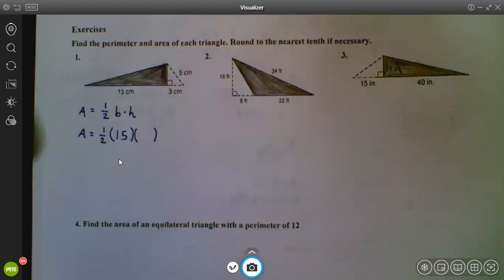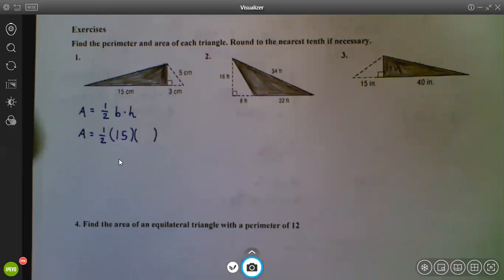Pythagorean theorem. Good old Pythagorean theorem. However, there's a shortcut on this one. You might remember certain Pythagorean triples that always go together. We had one called a 3, 4, 5 right triangle.